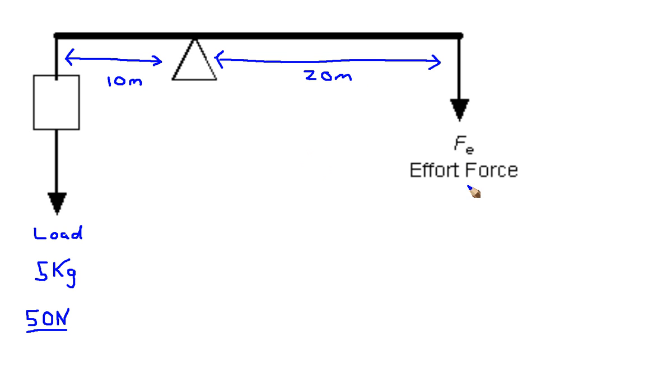So I could ask you what effort force I would need to pull down on this side with to lift my load. You might think, well, if it was a perfect seesaw, if the pivot was in the middle, then I'd have to pull down with basically the same amount, so 50 newtons to lift up this end. But it's a little bit different here because this pivot isn't in the middle.